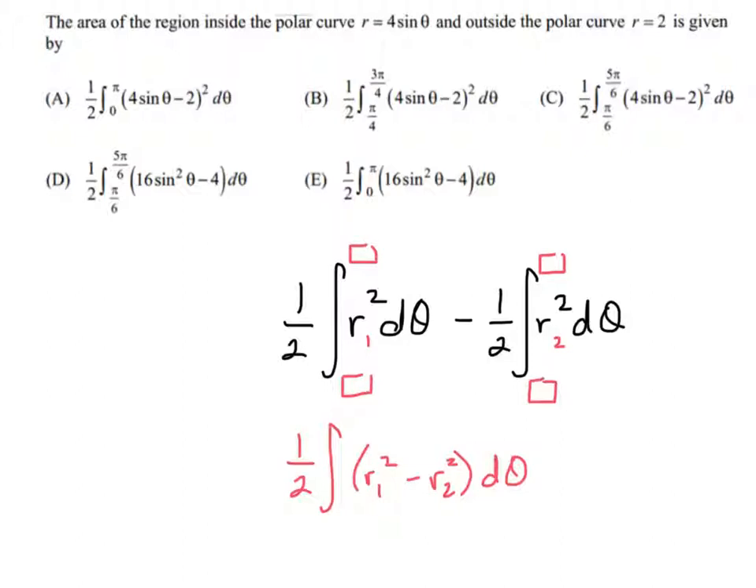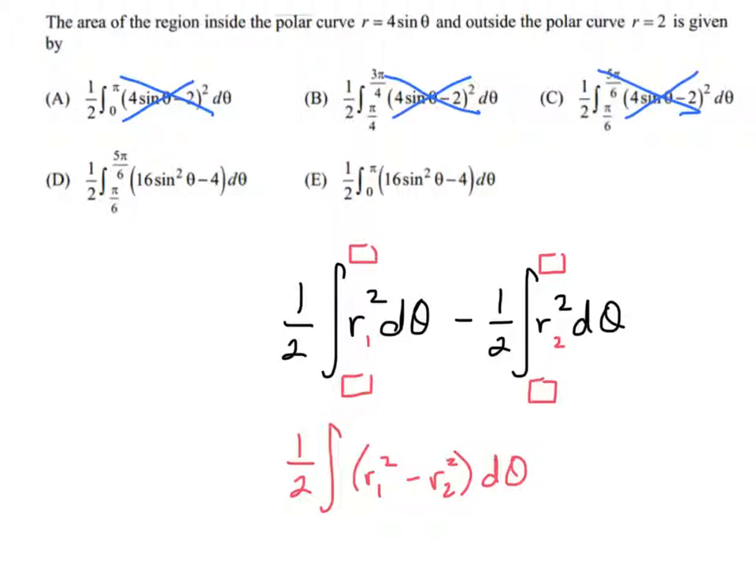So I'm going to right away cross out any of them that have the squared around the function's difference. That's not what we want. We want the difference of the squares, not the square of the differences, okay? That's a subtle difference, but it's important. So now we're down to just needing to know what the bounds are.